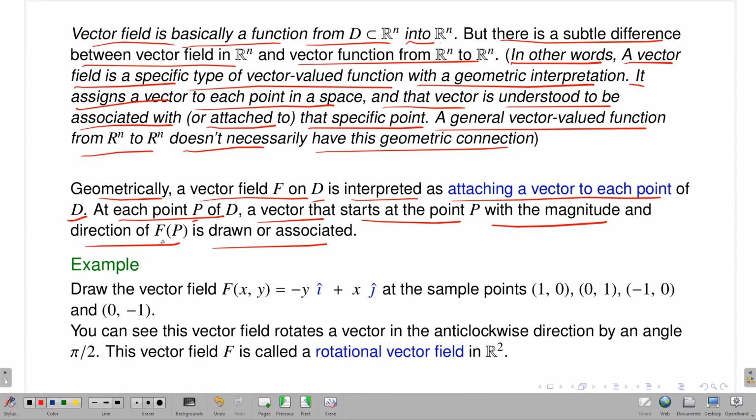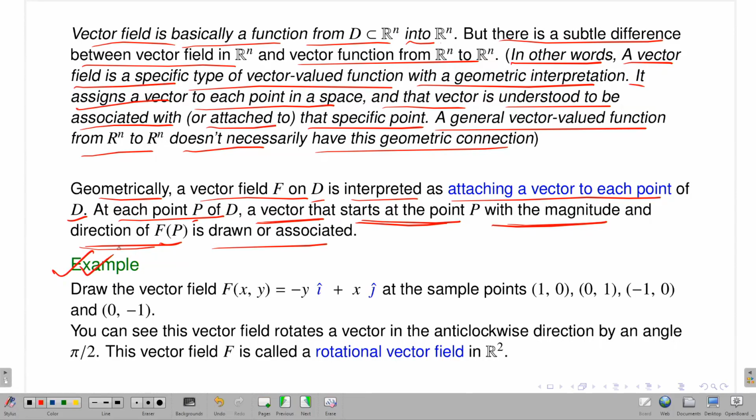So P maps to capital F of P, and the vector I am associating with the point P, that's exactly what I have written: a vector that starts at the point P with the magnitude and direction of Fp. So corresponding F goes to Fp, so that is the vector I am associating. If I give you one example, then it will be more clear.